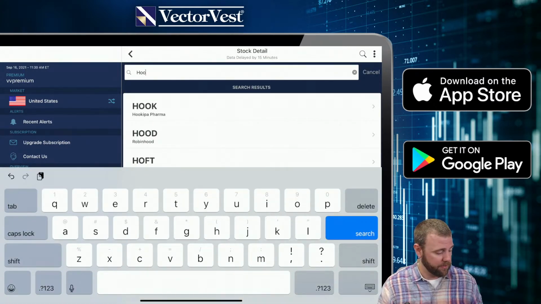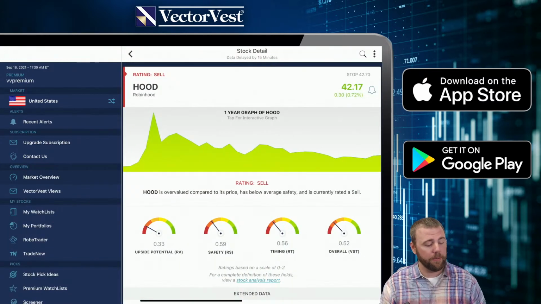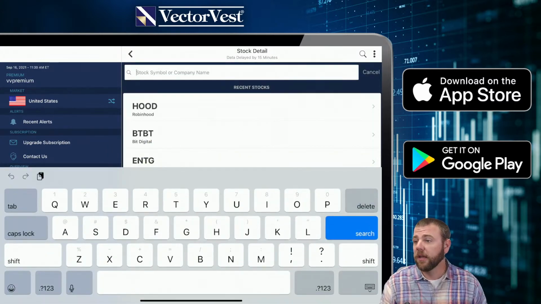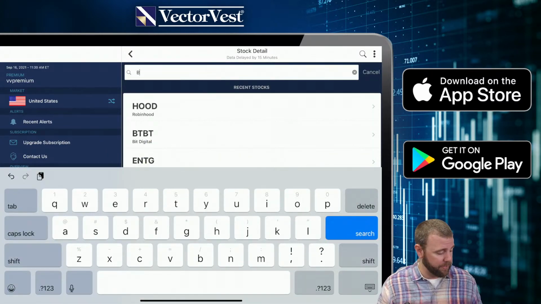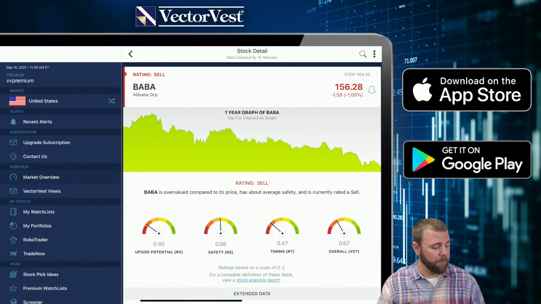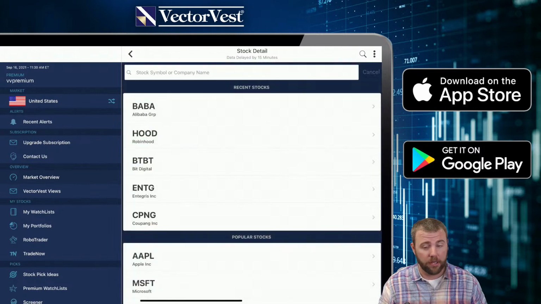Robinhood. Poor long-term potential. A lot of risk associated with it. You're steadily dropping. Overall, not favorable here. BABA. Poor long-term potential. A lot of risk associated with it, or a little bit of risk associated with it. However, you're pretty much dropping like a rock right now, so stock's definitely not favorable currently.